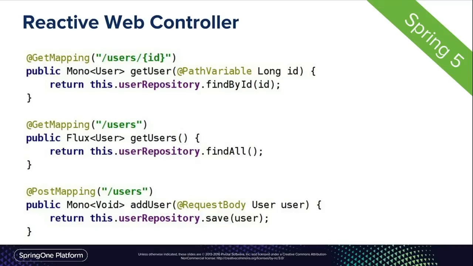You will notice on the bottom, the add user method is actually taking the user not wrapped in a Mono. So if you have noticed that, you may wonder, how does that actually work? Doesn't that imply blocking? It means that we have to have a user object before the controller method can be invoked. And as we are used to with the servlet API, you know what happens.